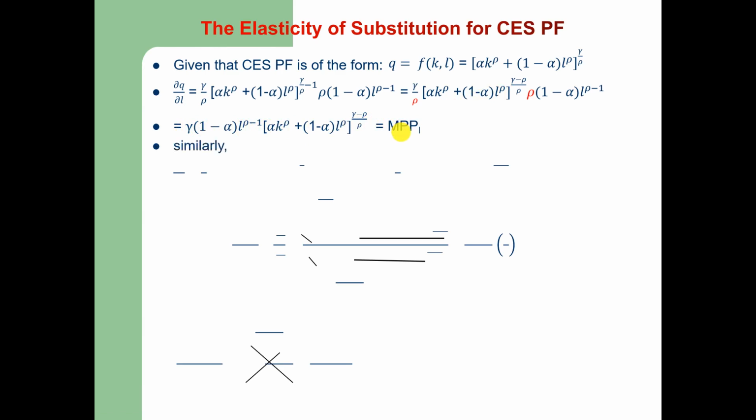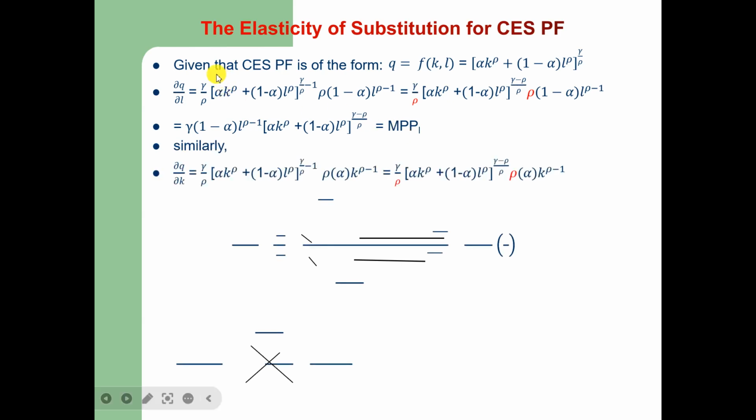Similarly, I can also take the partial derivative of this function with respect to capital, that is K, and in the same fashion, finally, the marginal physical productivity of capital will be equal to gamma times alpha K raised to the power rho minus 1, bracket alpha K raised to the power rho plus 1 minus alpha L raised to the power rho, whole raised to the power gamma minus rho upon rho. So that is the marginal physical productivity of capital.